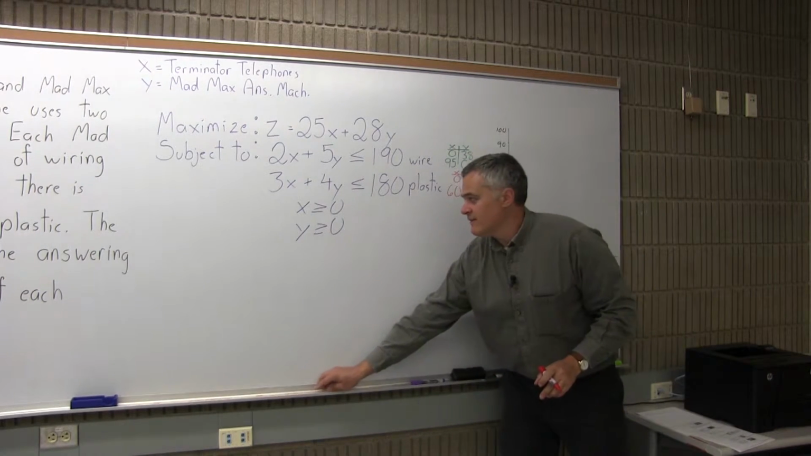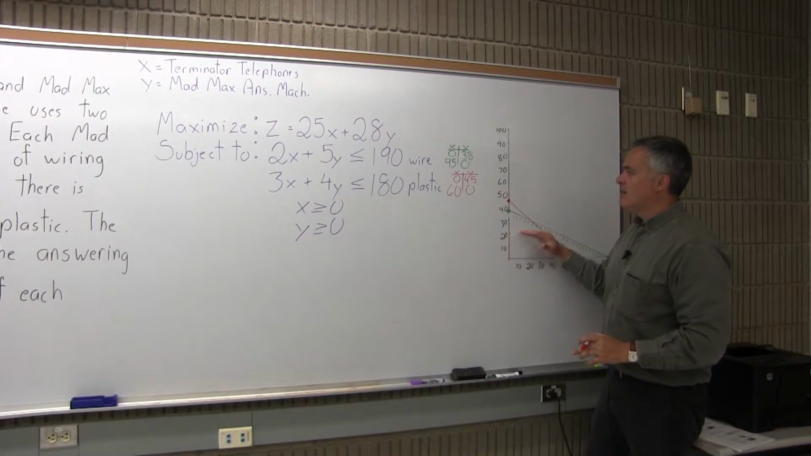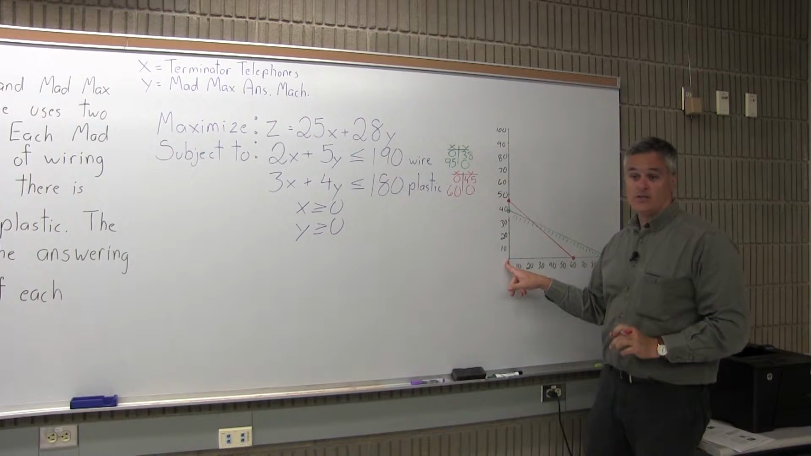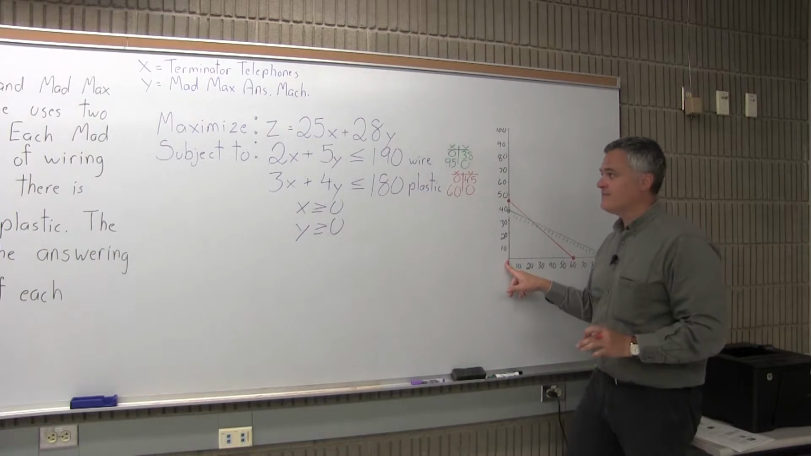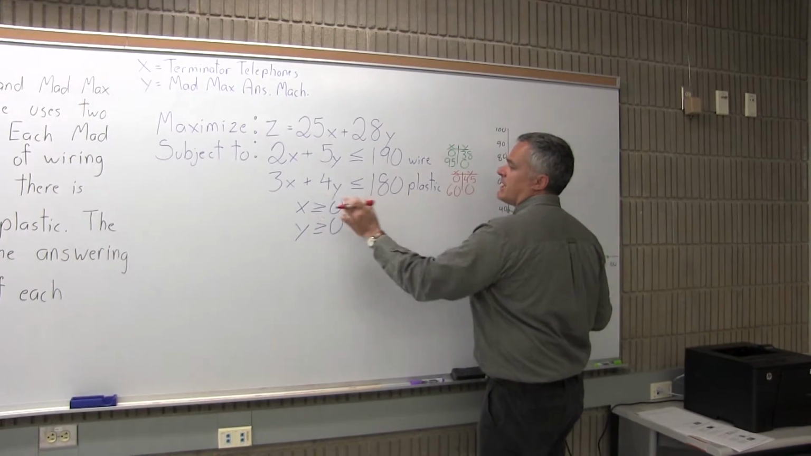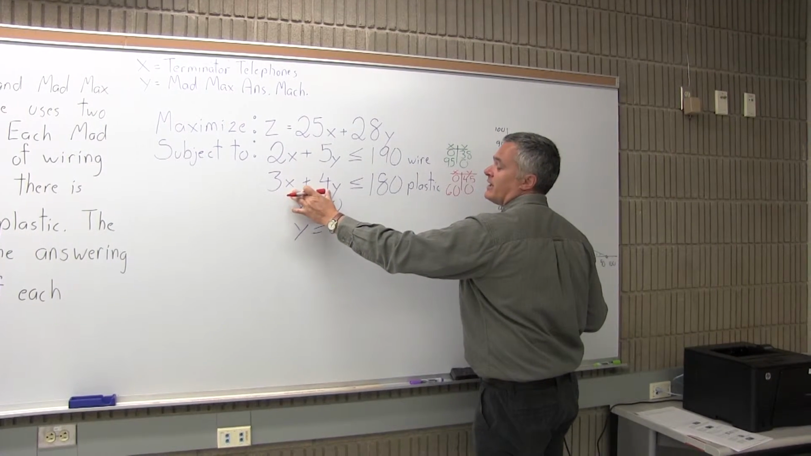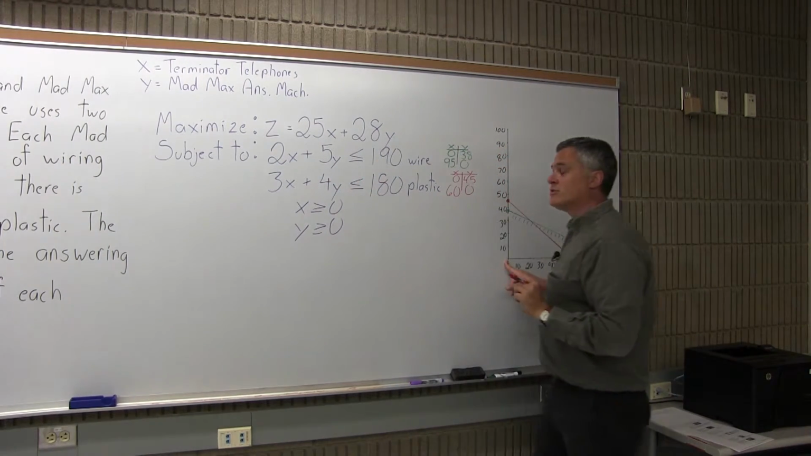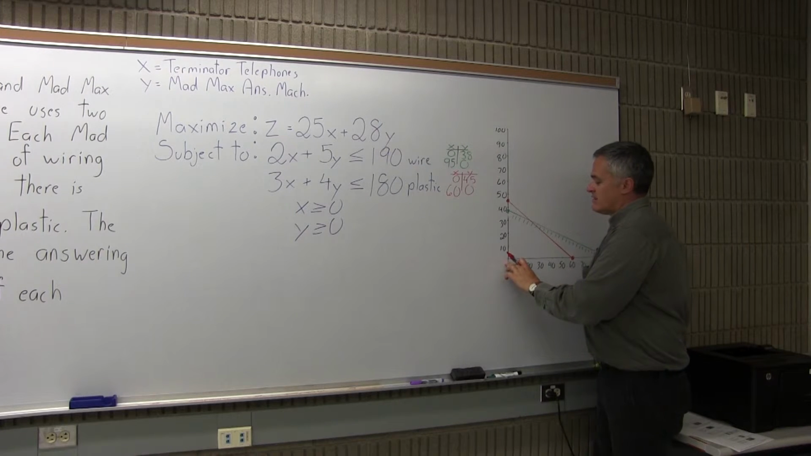And now I have to decide if I shade below the red line or above it. Now, my test point that I like to use, 0, 0, is not on the line, so I can use it. And for my constraint for the plastic, if I put in 0 for x, 0 for y, I'll have the statement 0 is less than 180. Certainly true.